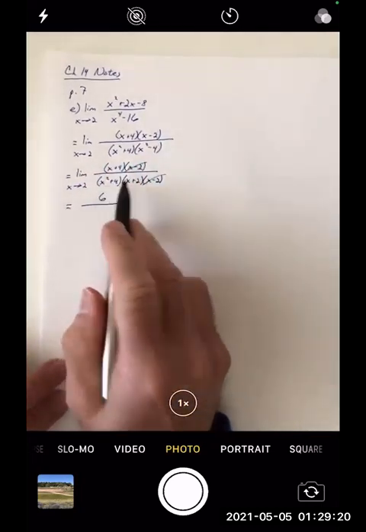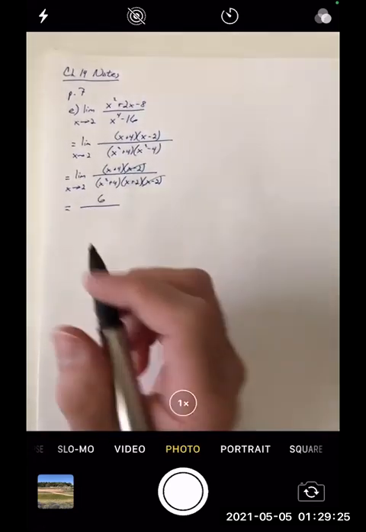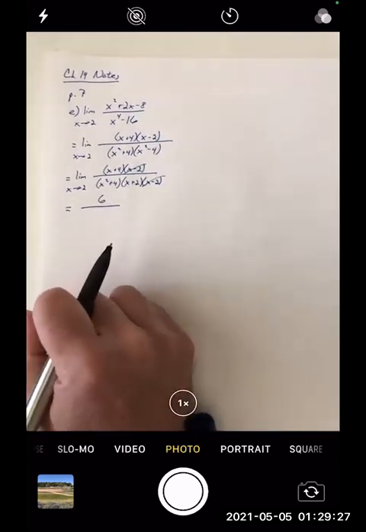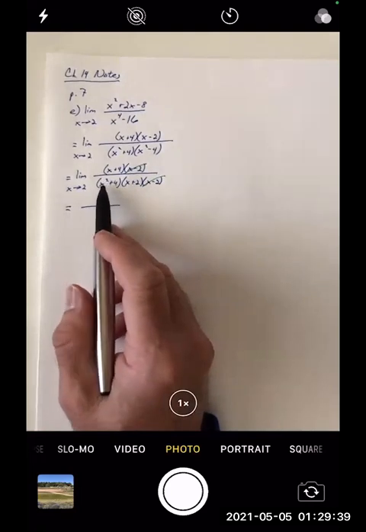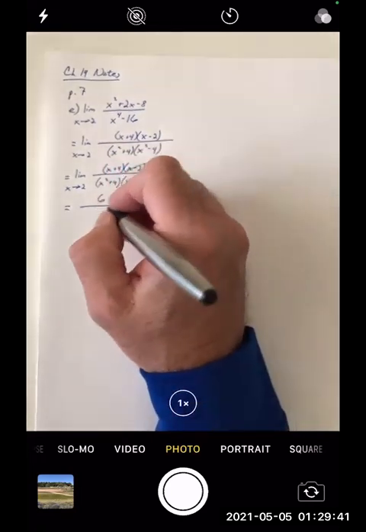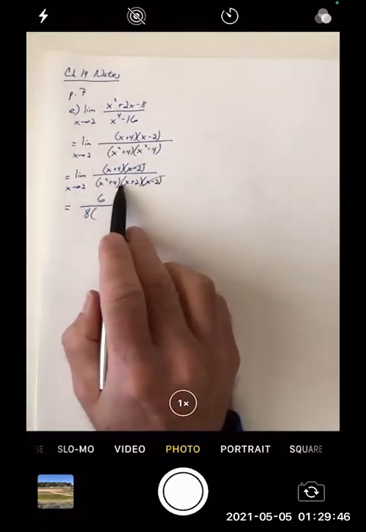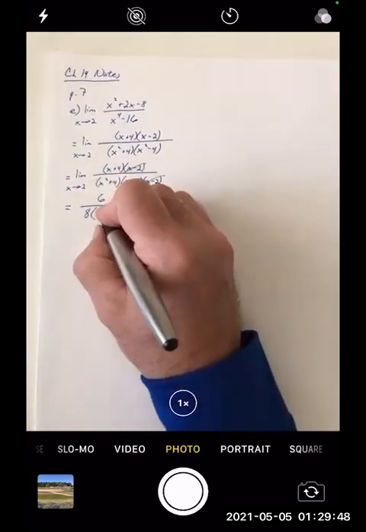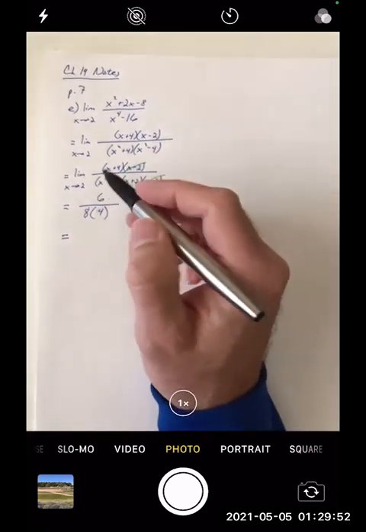If you plugged it into the denominator, what's 2 squared? 4. 4 plus 4? 8. Okay. And then if you plugged it into the second set of parentheses, that would just give you a 4. So you can reduce them.